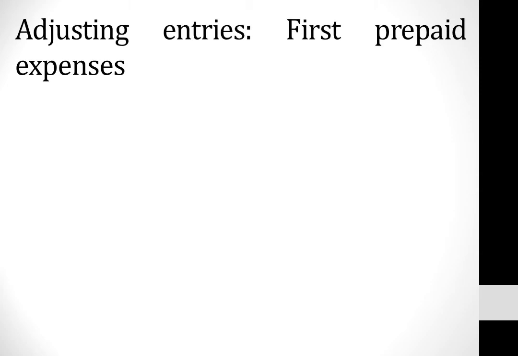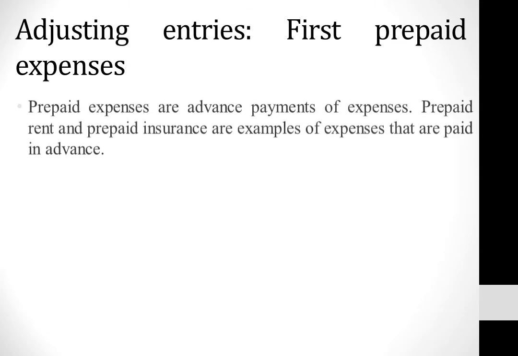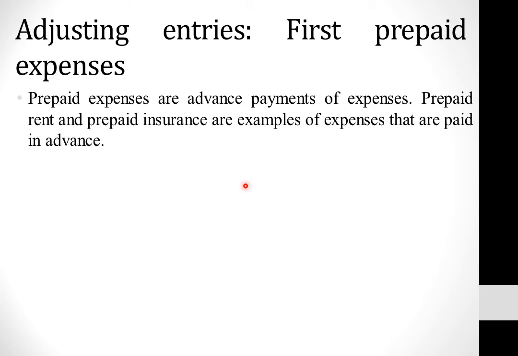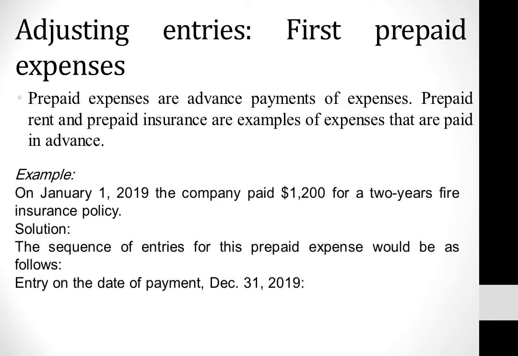First, the prepaid expense case. What do we mean by prepaid expense? These are expenses paid in advance that cover more than one accounting period or more than one financial year. Here we have an example. On January 1, 2019, the beginning of a financial year, the company paid $1,200 for a 2 years fire insurance policy. So this amount covers 2 years, 2019 and 2020.